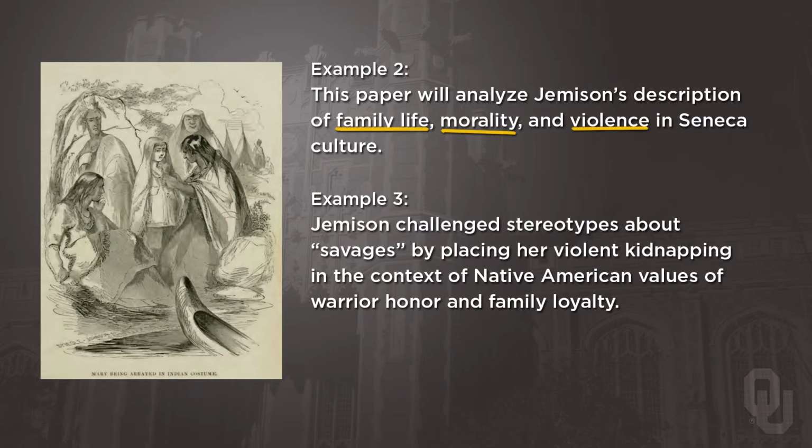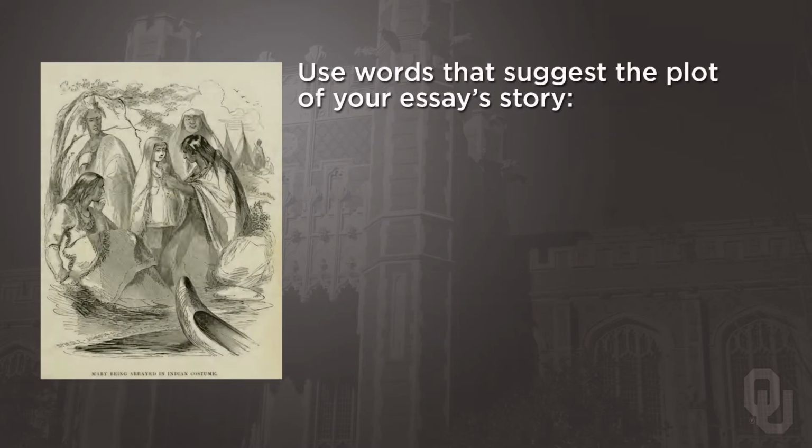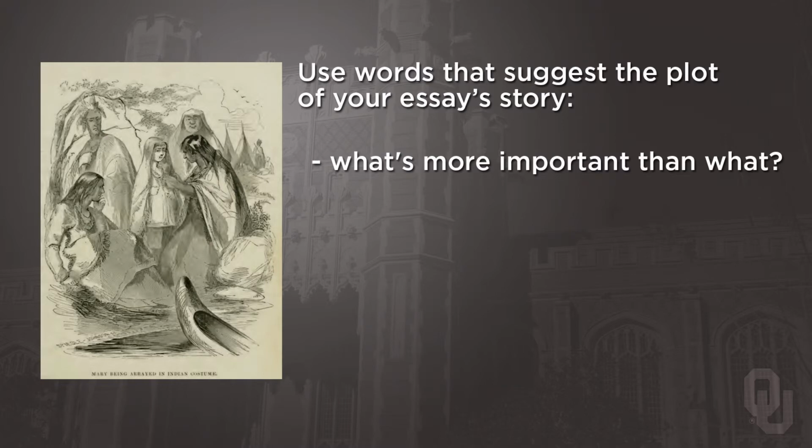Now, there's nothing wrong with making a list of the key terms from your supporting proofs to put into your thesis. But in your final version, try to connect some of your key terms with strong verbs or other linking words. Instead of always using "and" to connect the points on your list, use words that suggest the plot of your essay's story. What's more important than what? What caused what? And so on.